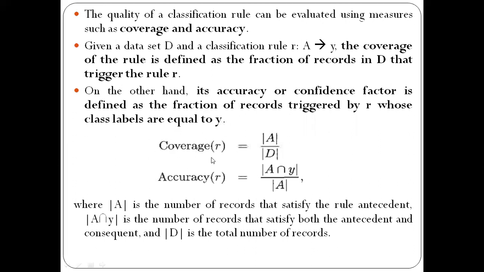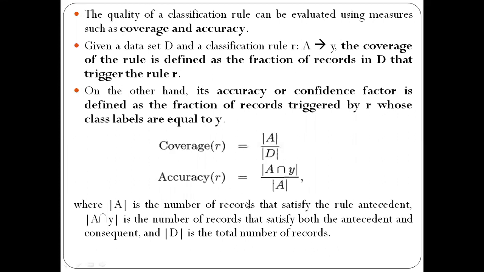Coverage of R is denoted by |A| divided by |D|. |A| is the number of records that are triggered by the rule R, that is, the records satisfying the rule antecedent or precondition. |D| is the total number of records. Then |A ∩ Y| is the number of records satisfying both the precondition and the class label. Accuracy is |A ∩ Y| divided by |A|, where |A| is the number of records satisfying the precondition.